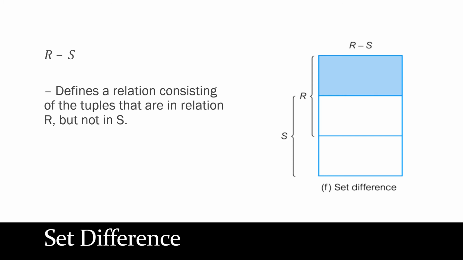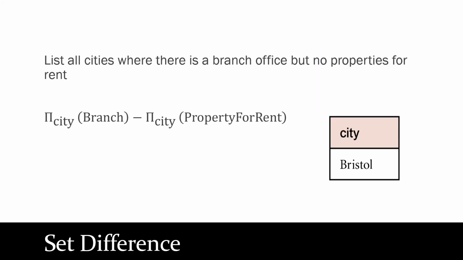How about the set difference, R minus S? It defines a relation consisting of the tuples that are in relation R but not in S. So we take only the part of relation R which is not the same as S. For example, we want to list all cities where there is a branch office but no properties for rent. Project city from branch minus projection of city from property for rent. So the result is city Bristol.